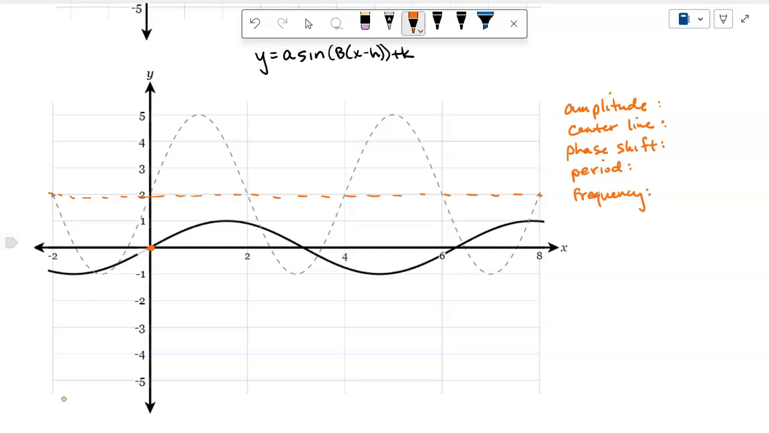First thing is our center line is bumped up 2, which means our vertical shift, or that k value, is going to be +2.